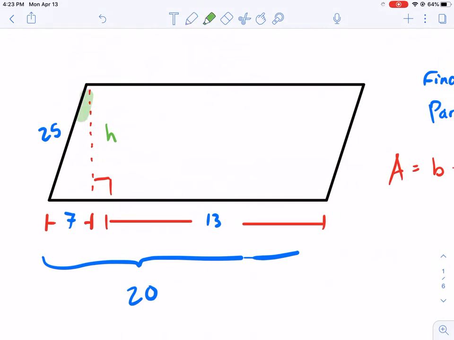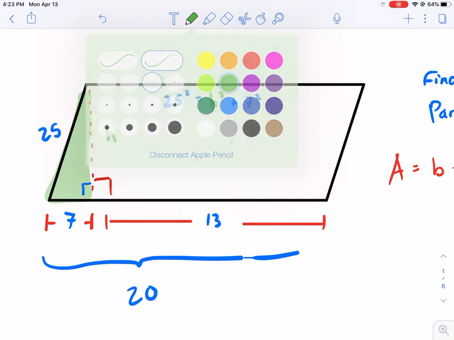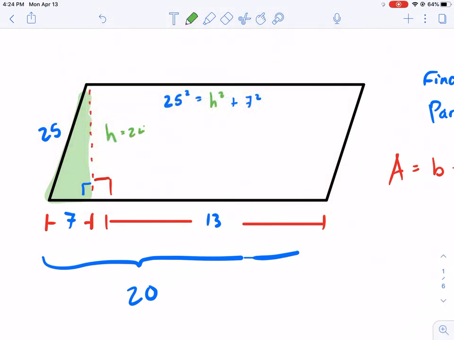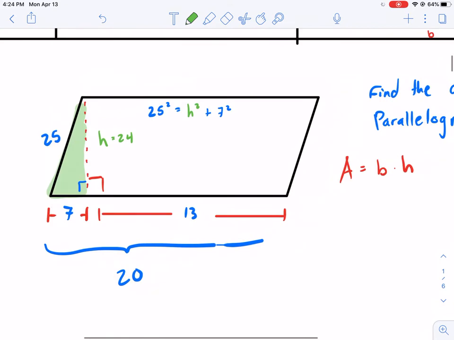If you see here, we have a triangle drawn here. Let me redraw this. We have a triangle, and it's a right triangle because it's got a 90-degree angle. We could figure out the height by saying that 25 squared, the hypotenuse, is equal to the height squared plus 7 squared. Or we could recognize that this is one of our automatic Pythagorean triples, so 7, 24, 25 triangles. So this is actually 24. If you want, you can do the math and figure that out. I like to save time, so I memorized my triples.